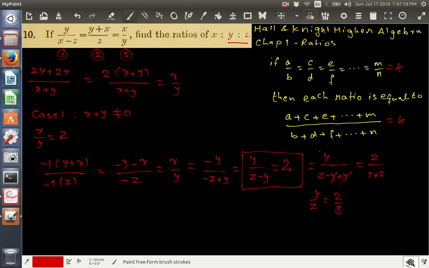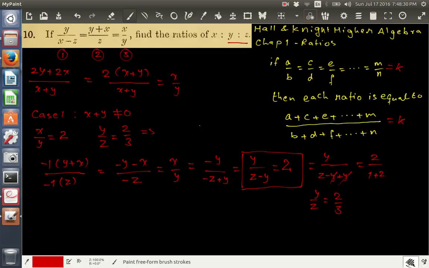I'm just applying, from here to here, the componendo and dividendo rule. You could have easily done the cross multiplication and you would end up getting the same result. This is up to you, whichever way you want you can do it. So for case 1, x plus y is not equal to 0, we have got x is to y equal to 2, y is to z is equal to 2 over 3.